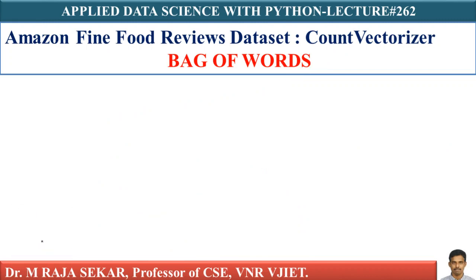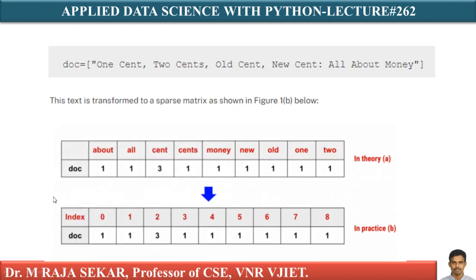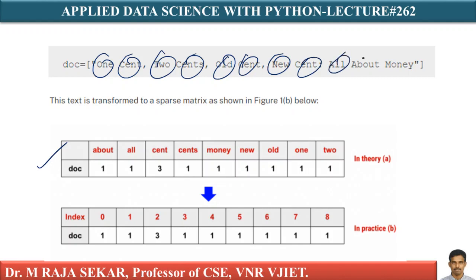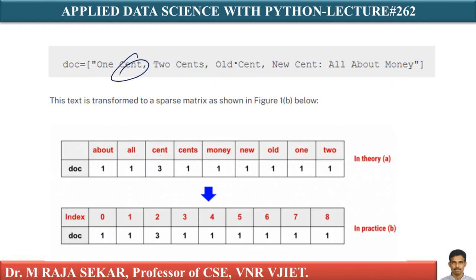We will try to understand with a simple example. This is a simple and straightforward example. Count vectorizer, what will it do? All these words, tokens are converted into lowercase letters, and I am keeping all of them in alphabetical manner. And how many times is 'about' occurring? One time, all one time. If you observe carefully, 'cent' occurs one time, two times, three times. That's why cent is appearing three times, isn't it?